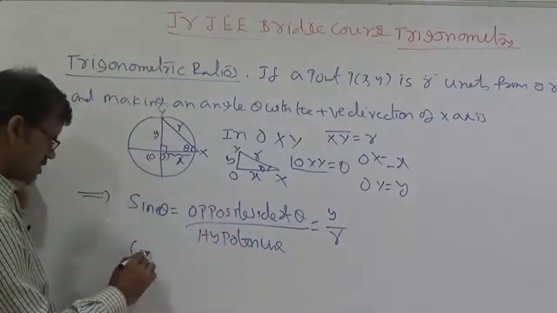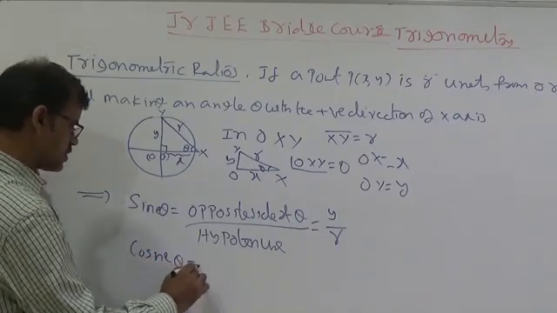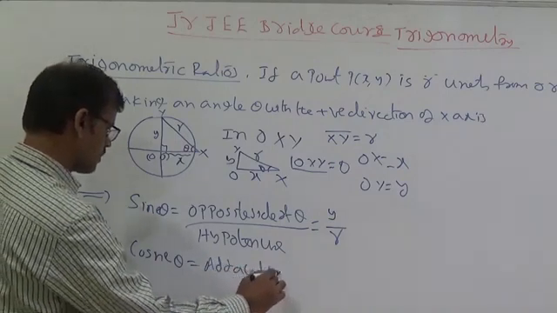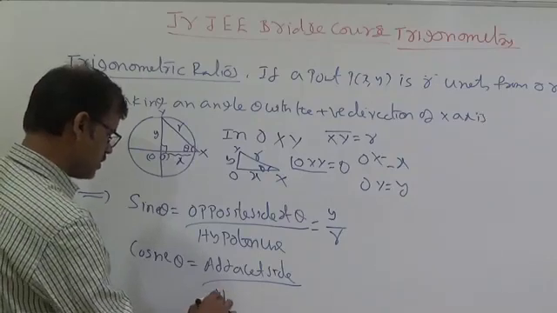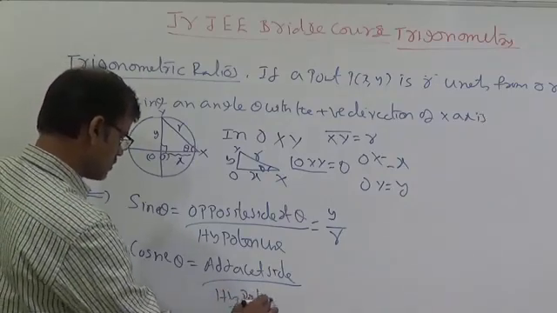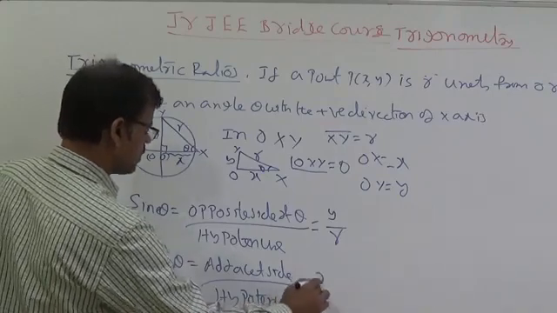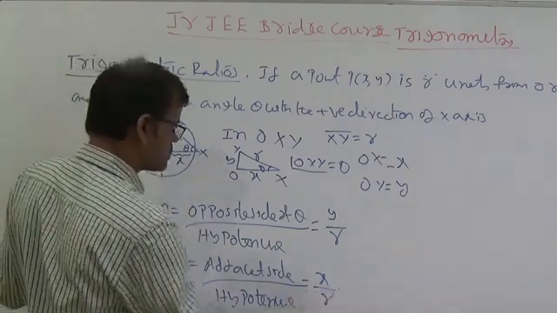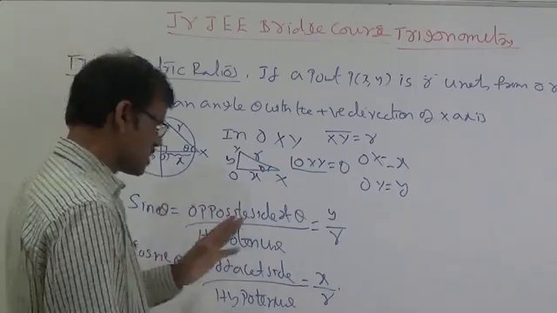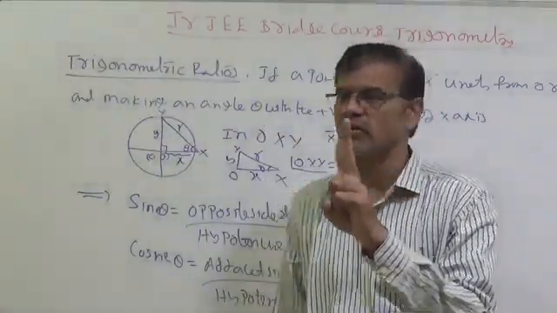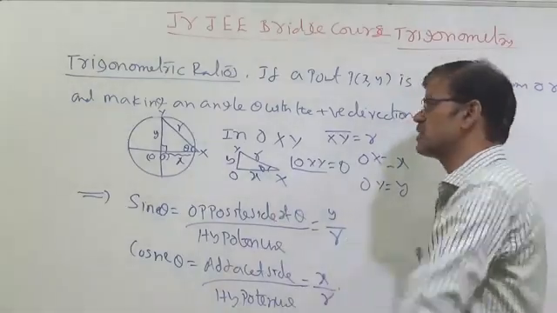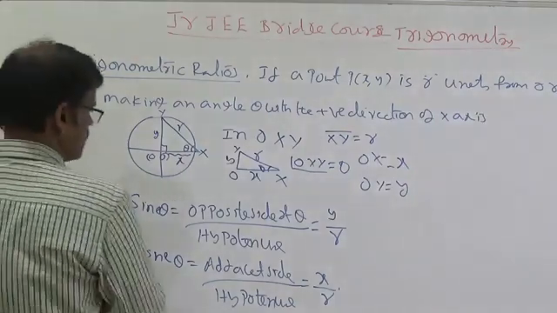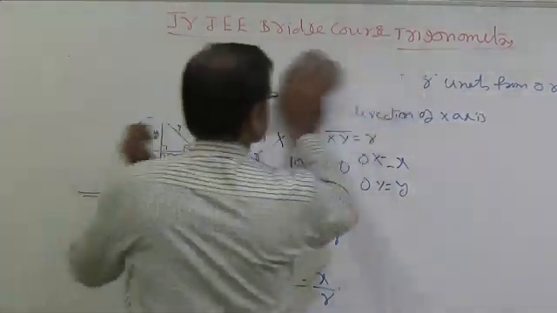Next, cosine theta. Cosine theta is adjacent side by hypotenuse. Adjacent side of theta is small x and hypotenuse is r here. That's all. Depending upon these two trigonometric ratios, we can get every trigonometric ratio. Now, let us discuss another trigonometric ratios.